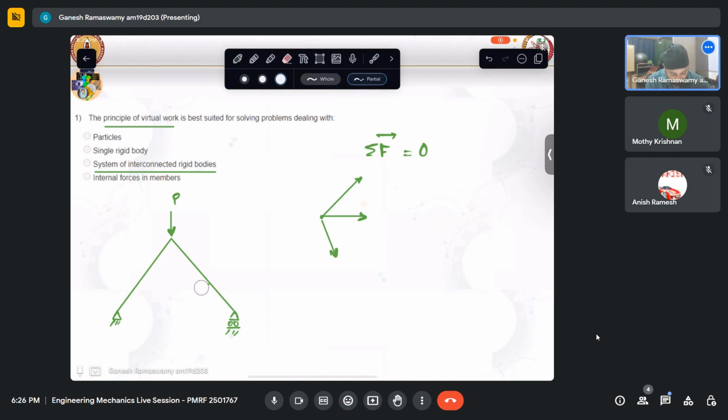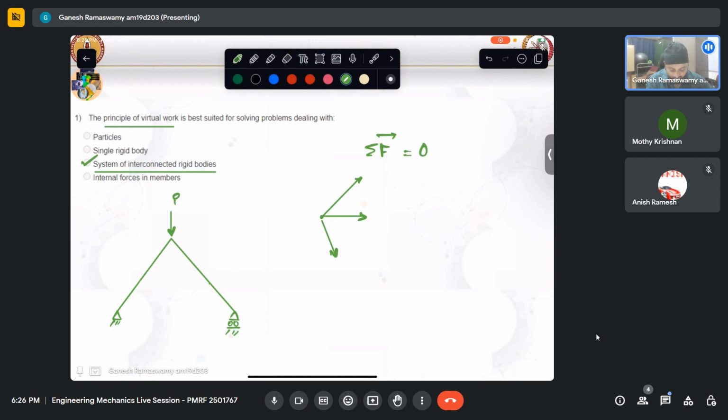Even if the spring were not there, we can see that this is a mechanism. This is no longer a truss. So for the analysis of mechanisms, principle of virtual work comes in handy. So mostly we have mechanisms made up of multiple rigid bodies interconnected. So system of interconnected rigid bodies is best solved using the principle of virtual work.